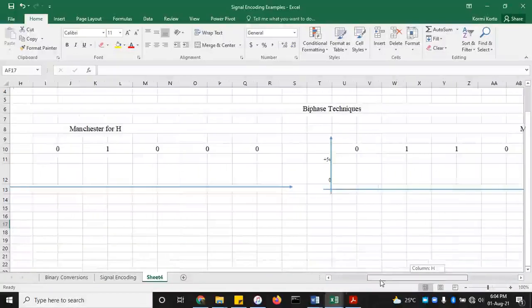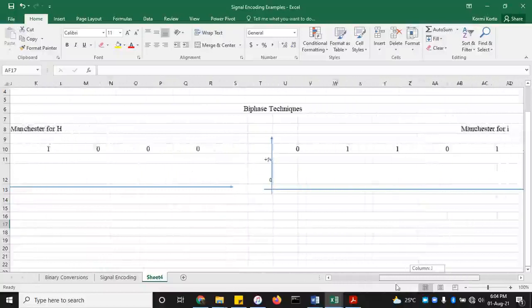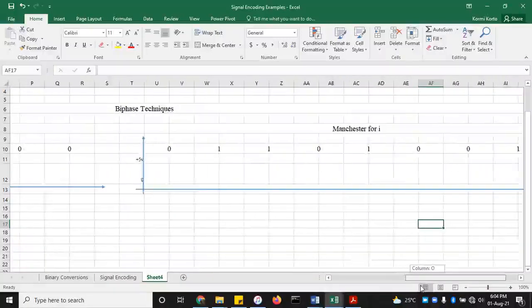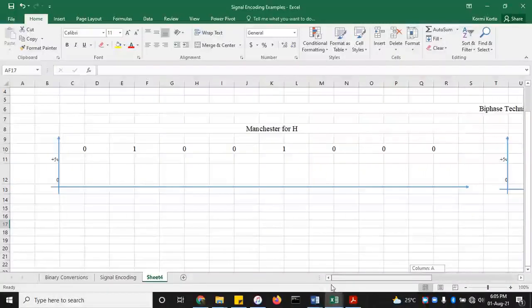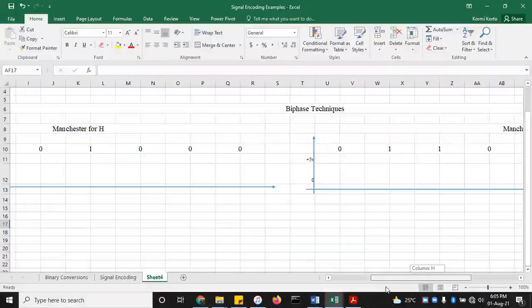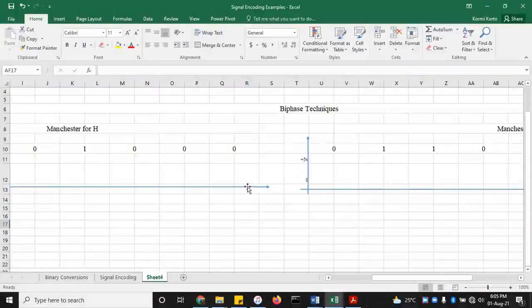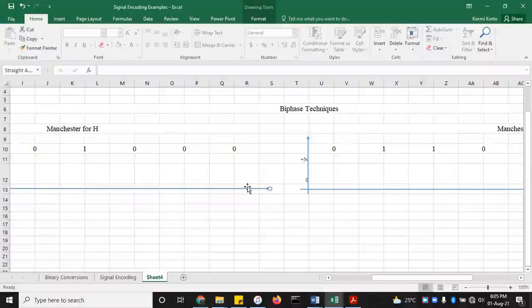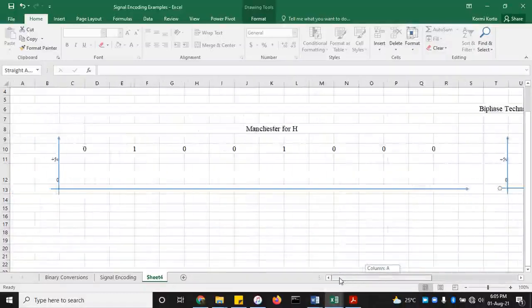So the biphase technique, and then we do have Manchester for H and then Manchester for lowercase I. Okay. Let me just move my arrows down so I can have enough room. It does get in the way of the border lines. That's the reason why I keep going this way. Okay. So great. So now for the Manchester, we do have this.